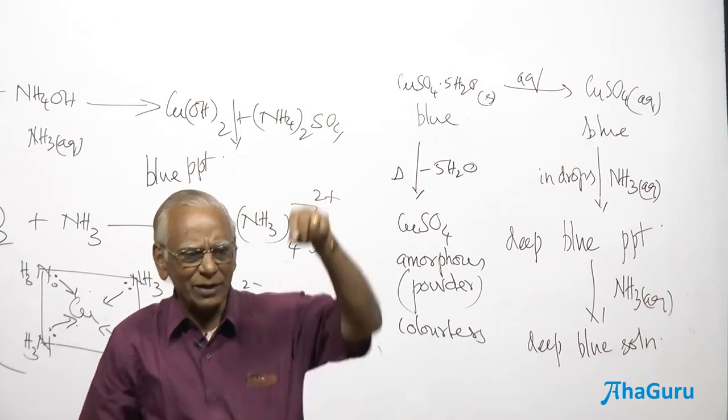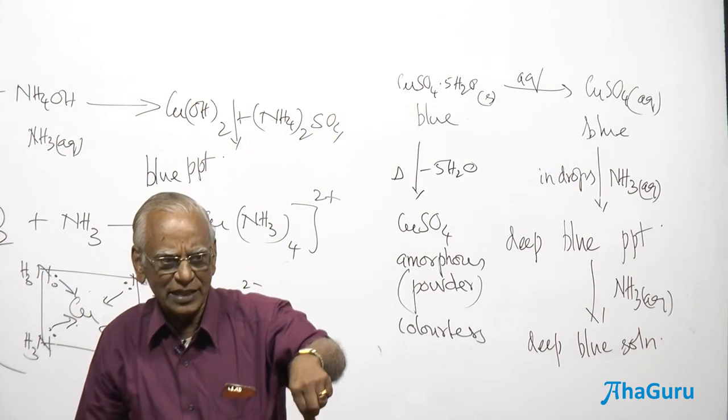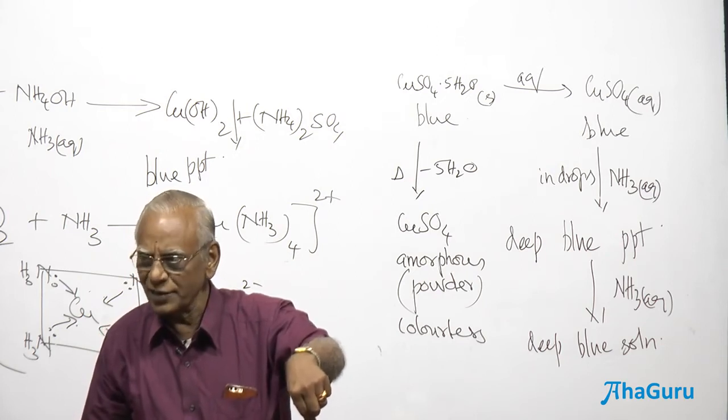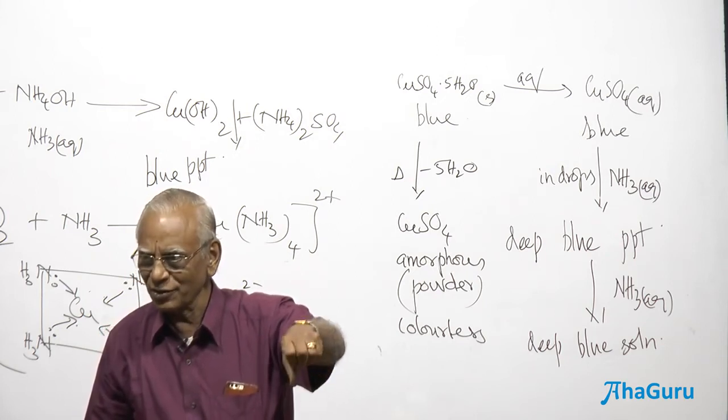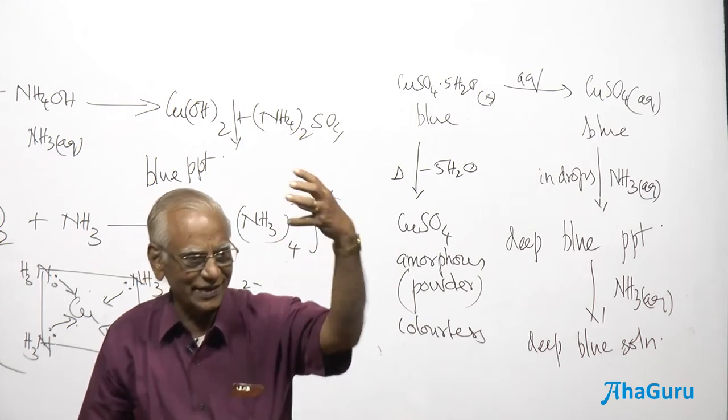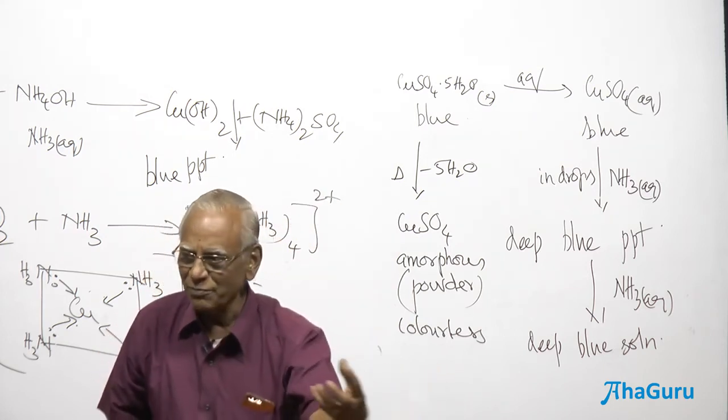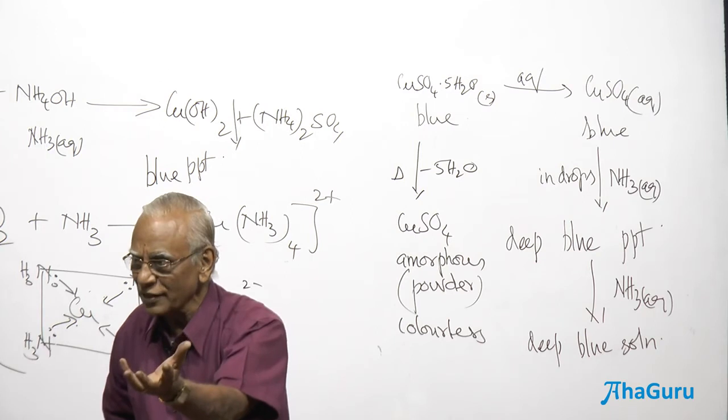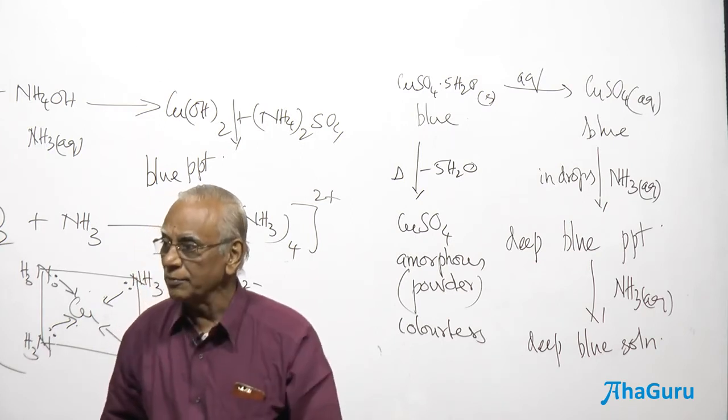Don't you get a curdy white precipitate of silver chloride when you add silver nitrate to any chloride? In qualitative analysis, you take sodium chloride, add silver nitrate, and you get a curdy white precipitate. What is that curdy white precipitate due to? Formation of silver chloride. Silver chloride is insoluble.